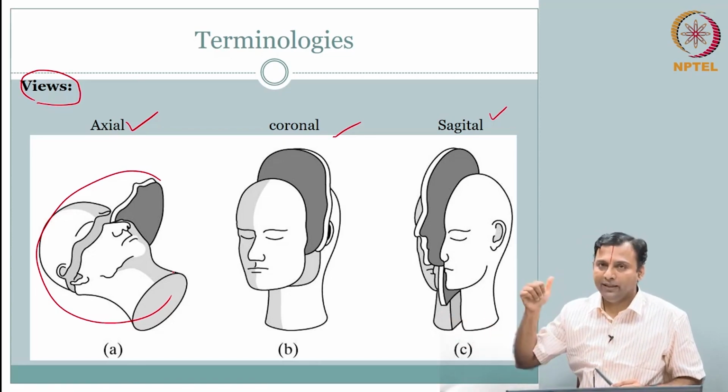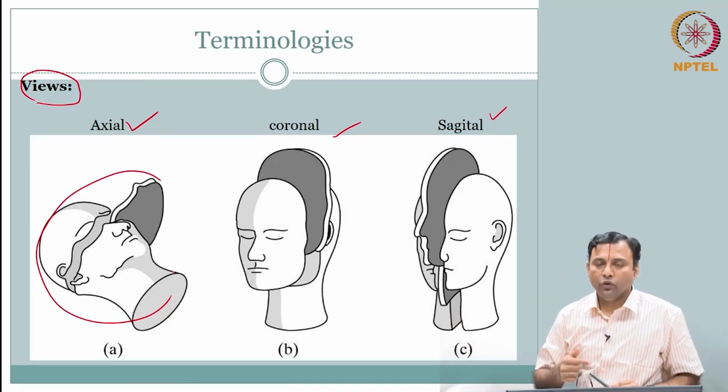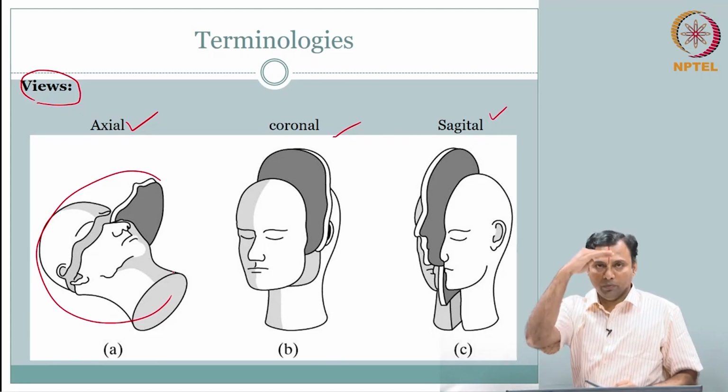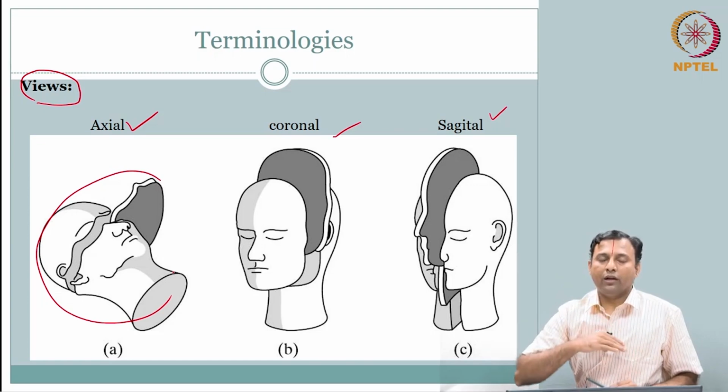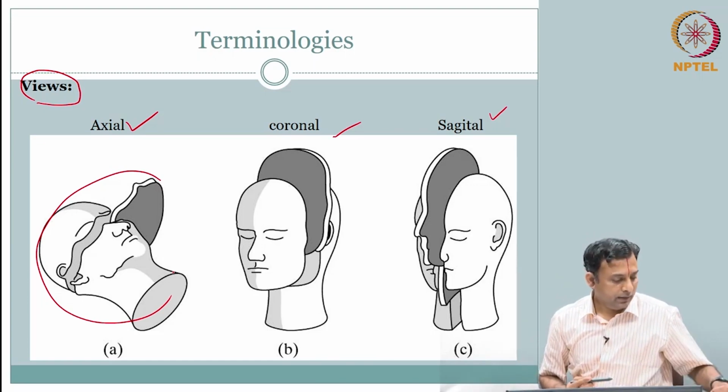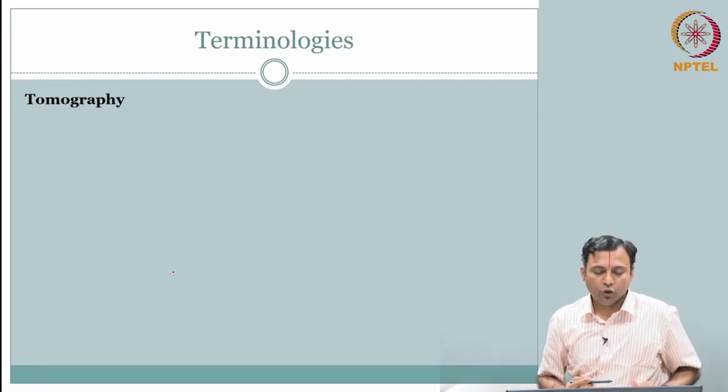You look from the side, that is sagittal. You look from the front, it is your coronal. You cut through, it is called axial views. Clear? Okay. What is tomography?